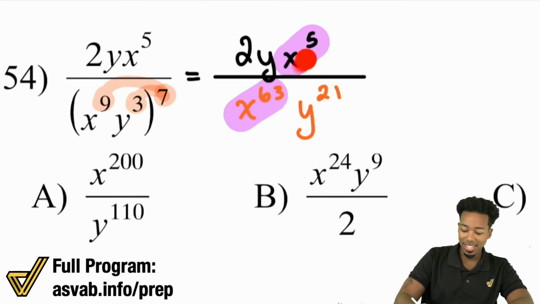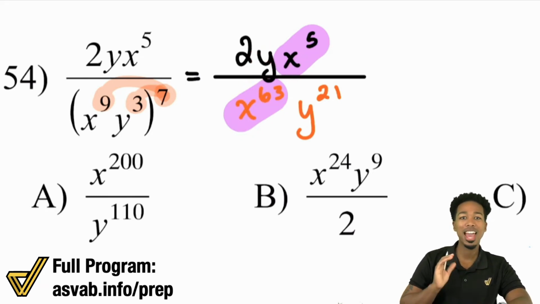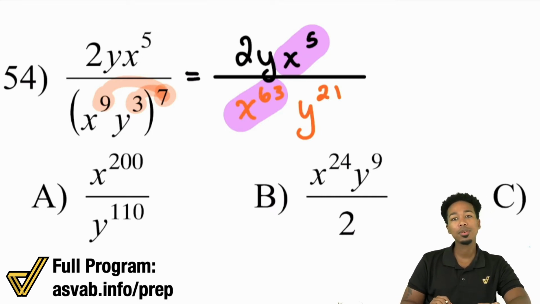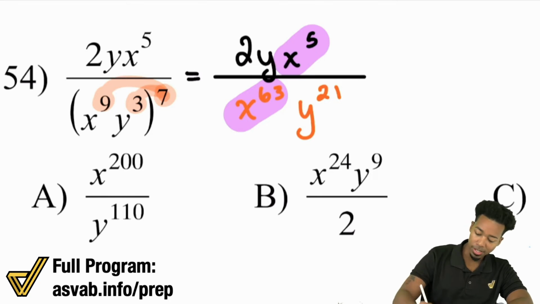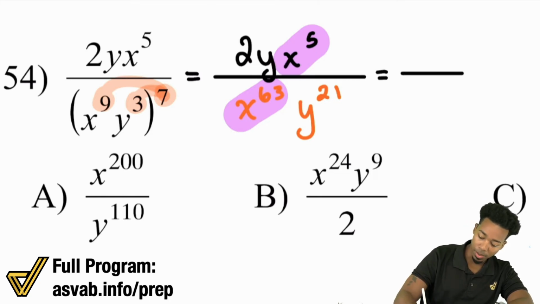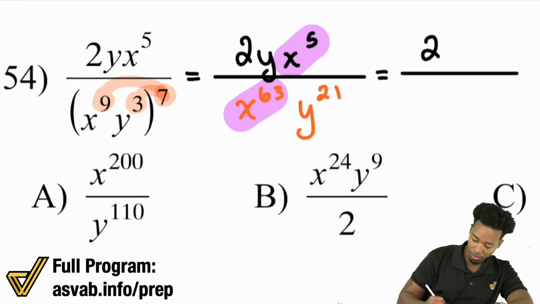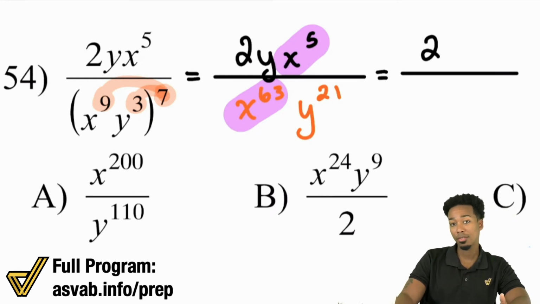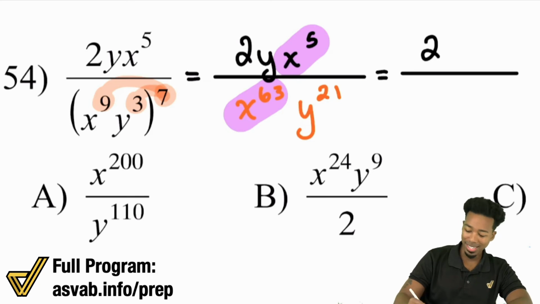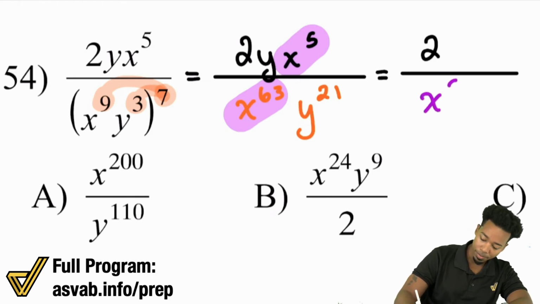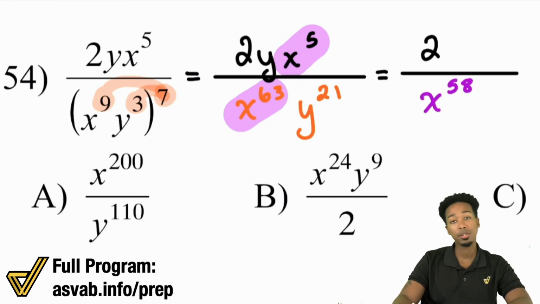You mix the same bases. We have to make sure we are applying it to the same base. So we have 5 up top, 63 in the denominator. And what happens here is, you'll have that 2 up top, whatever. But then in the denominator, you'll subtract 63 minus 5, which is 58. But you'll have x to the power of 58 in the denominator.